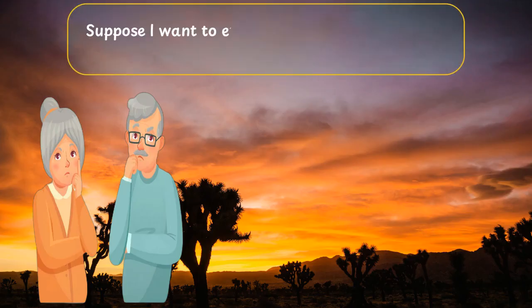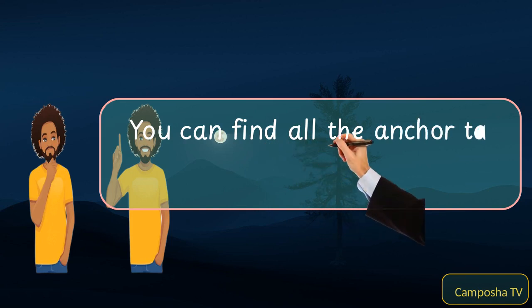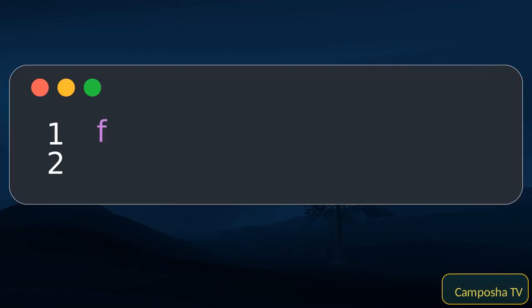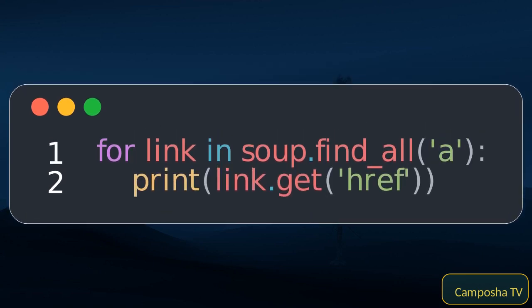Suppose I want to extract all the URLs from that page. You can find all the anchor tags and then extract the href attribute. This will print out every URL found in anchor tags.